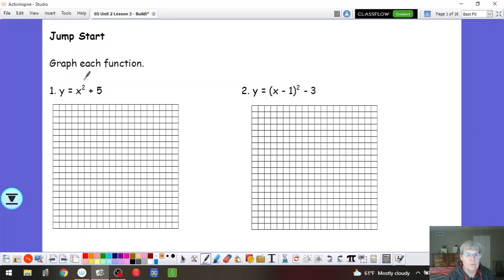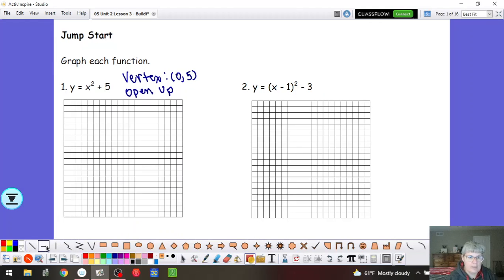We have y equals x squared plus 5. Looking at this function, you should be able to recognize that this is a shift of the parent function y equals x squared up 5 units. So our vertex is going to be 0, 5. It is also going to open up because we have a positive x squared, and we don't have any stretch or shrink because we don't have a coefficient other than 1 in front of x squared. So let's get our axes on our graph.